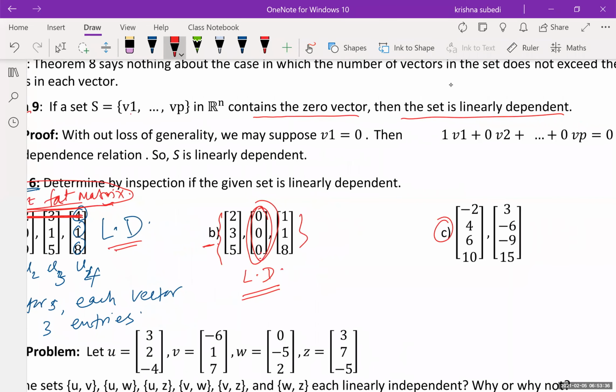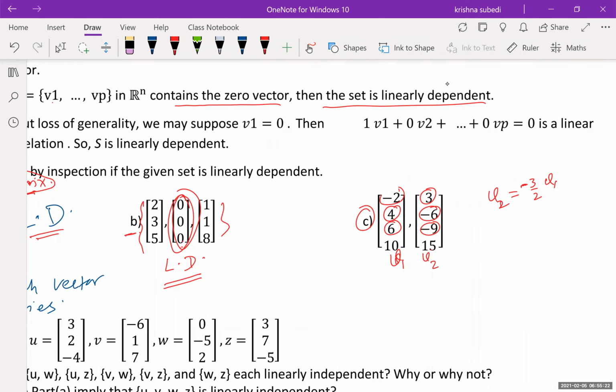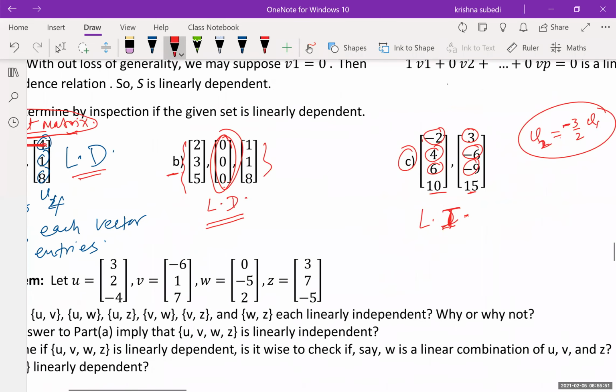Now, part C. What do you think? Is it linearly dependent or independent? Okay, so part C, as we have seen, they are not multiples of each other, but it's a little tricky. If you look at the first one and second one, the relation works like V2 equals negative 3 over 2 V1. And it works for the second and third entries, but when we look at the fourth entries, it doesn't work. Therefore, they are not multiples of each other. So they are linearly independent.